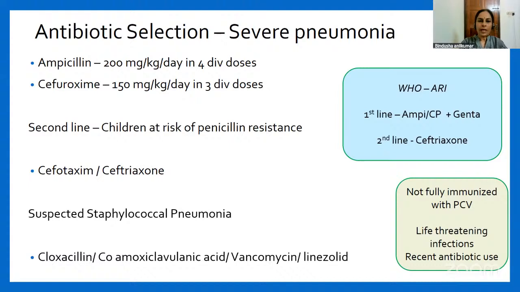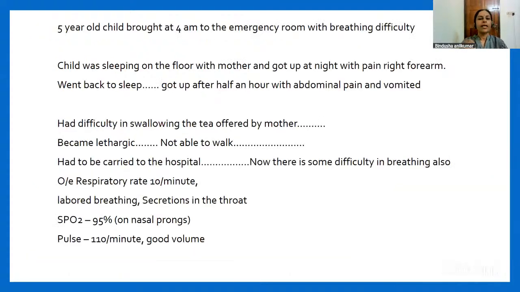Okay. So antibiotics have to be started, but the first thing that we need to do is the treatment of hypoxia. For severe hypoxia, we need to use a non-rebreathing mask and give 90 to 100% FiO2 so that the saturation increases. Okay. Now coming to the last case, this is a 5-year-old child who was brought to the casualty.